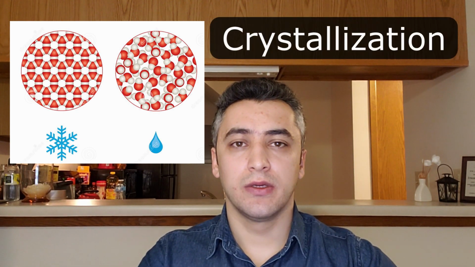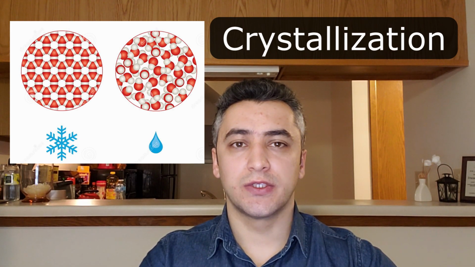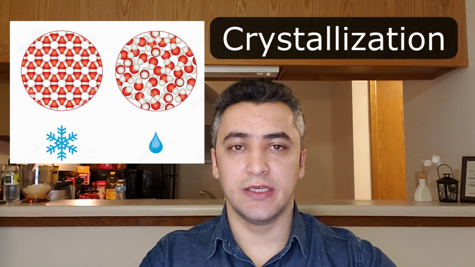Freezing of water is a process in which liquid water transforms to solid ice. In more inclusive language, this phase transformation is called crystallization. During crystallization, disordered liquid turns to ordered solid material. Crystallization involves two steps: nucleation and growth.